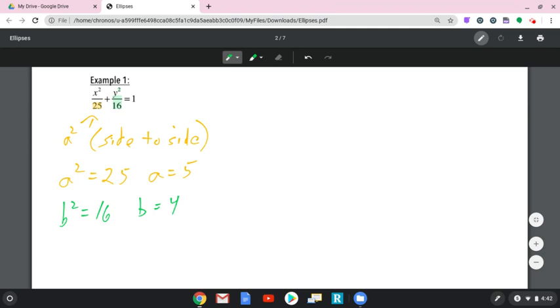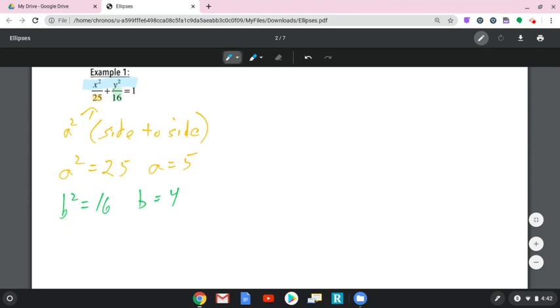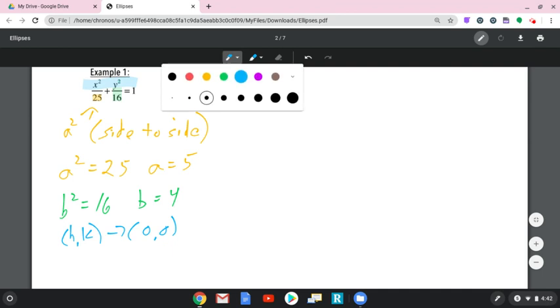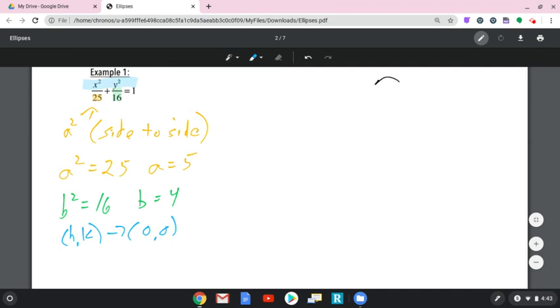The other thing I'm able to identify is my center, because I have X minus H squared on top and Y minus K squared on top. If I'm identifying my H and my K, I look at this equation and I have X squared and Y squared, with nothing added or subtracted to the X or Y. Then I would know my H, K, which is my center, would just be 0, 0. All right, so we can start graphing this. So I can start thinking of what my graph would look like.